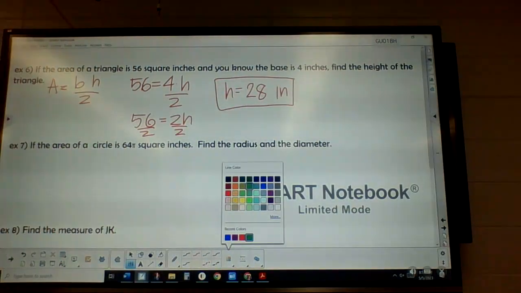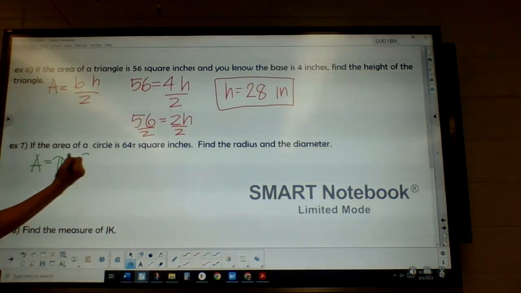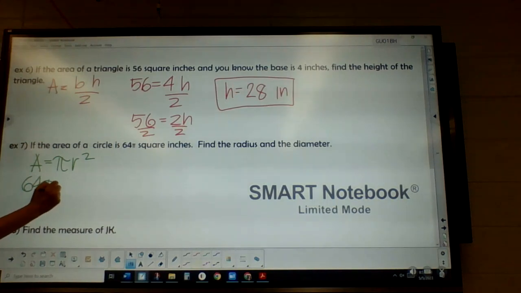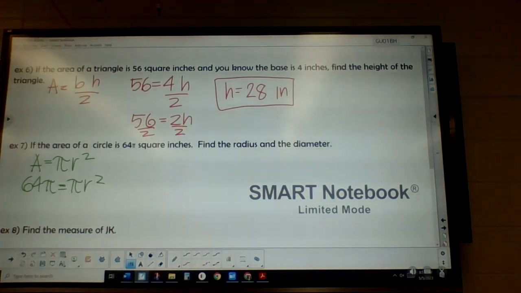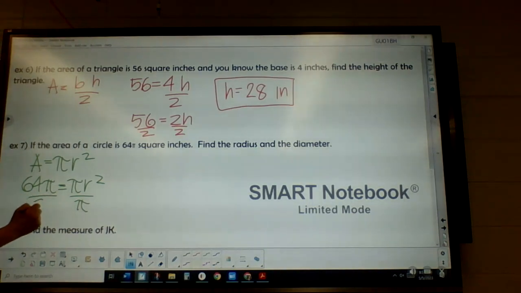Our next one here says the area of a circle is 64 square inches. They want to find the radius and the diameter. Oh, sorry, 64 pi. So I'm putting that into my formula. Any thoughts on what we can do first? We can divide by pi. What happens when we divide by pi? It gets rid of the pi. We no longer have pi.